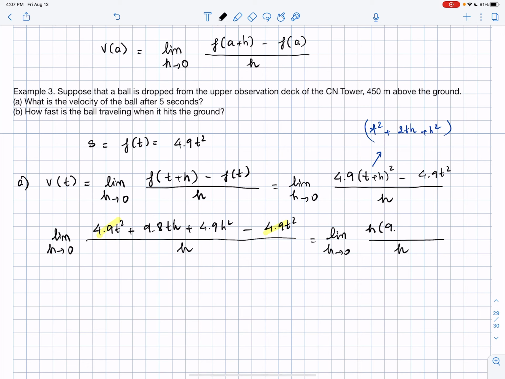So we will get 9.8 t plus 4.9 h. We cancel out the h. Then we will plug in h equal to 0. Then we will get the answer is 9.8 t. And now in part A, they said, what if the time is after 5 seconds? So after 5 seconds, the velocity will be 9.8 times 5, which is equal to 49 meters per second.